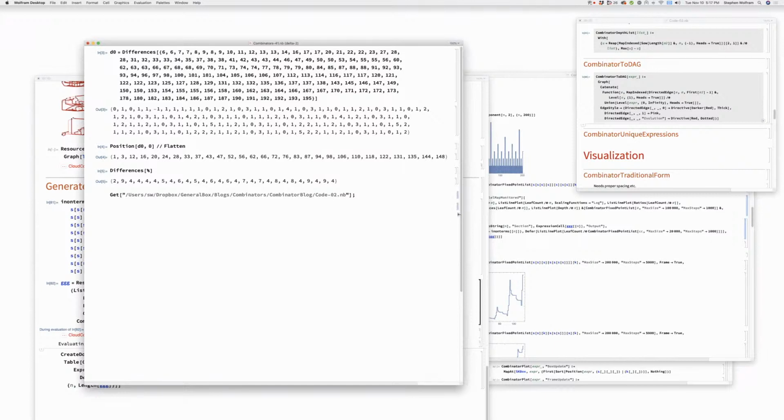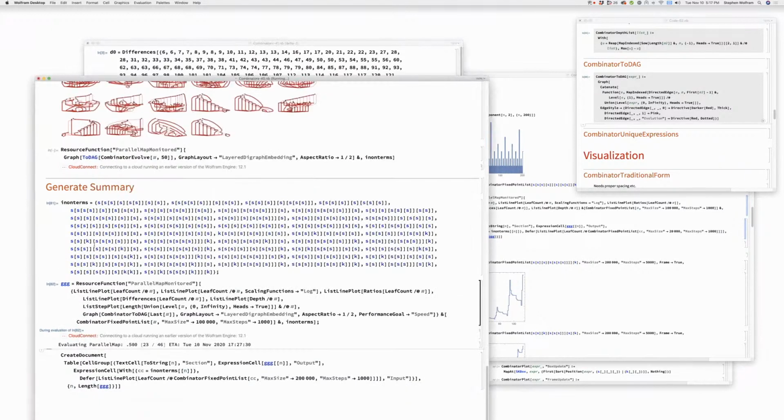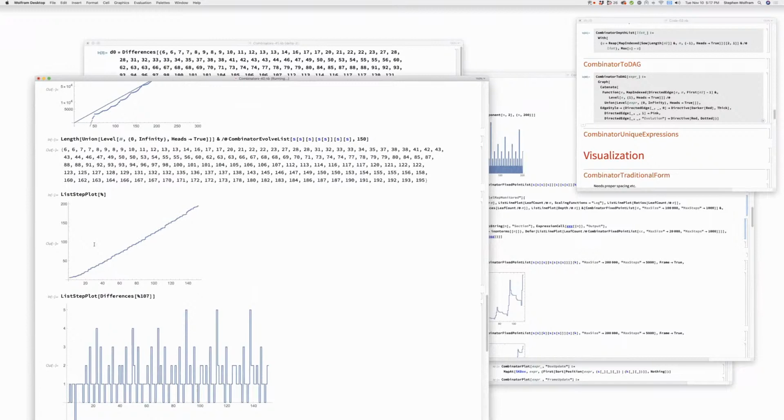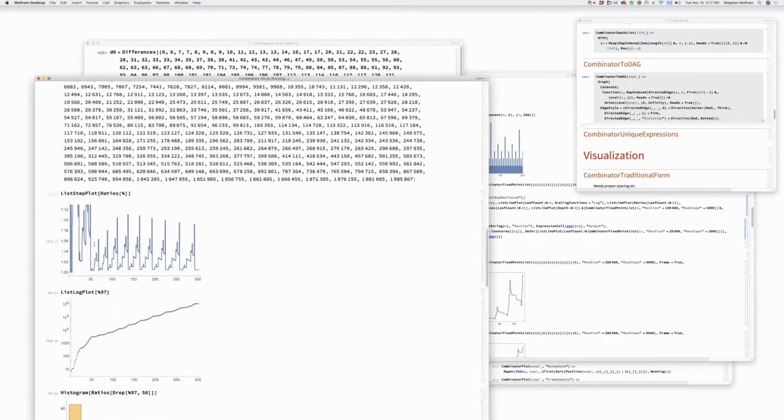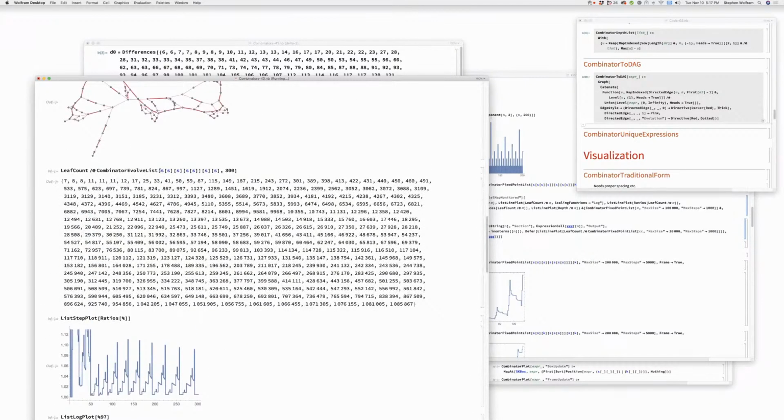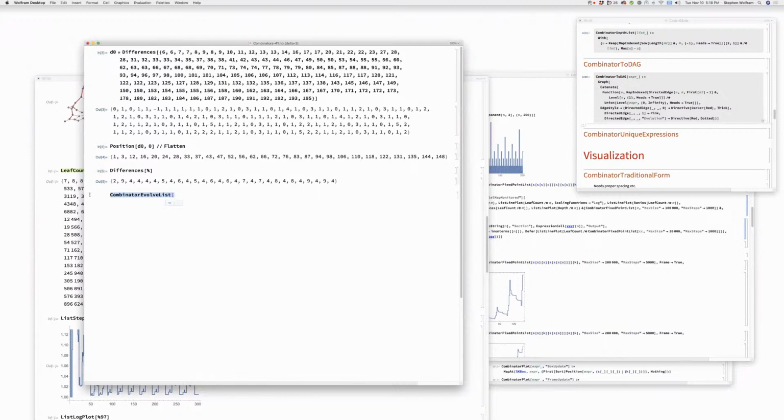Okay, so now I can say combinator evolve list of the one we were looking at up here. Okay. That's the one I sent code for, by the way. Yeah, I know. You sent code for the, okay, so let's look at this.